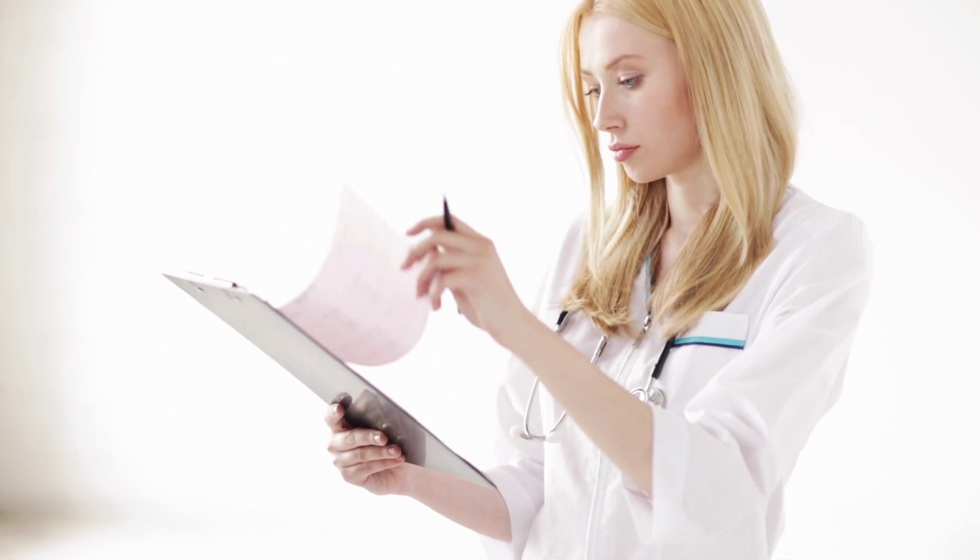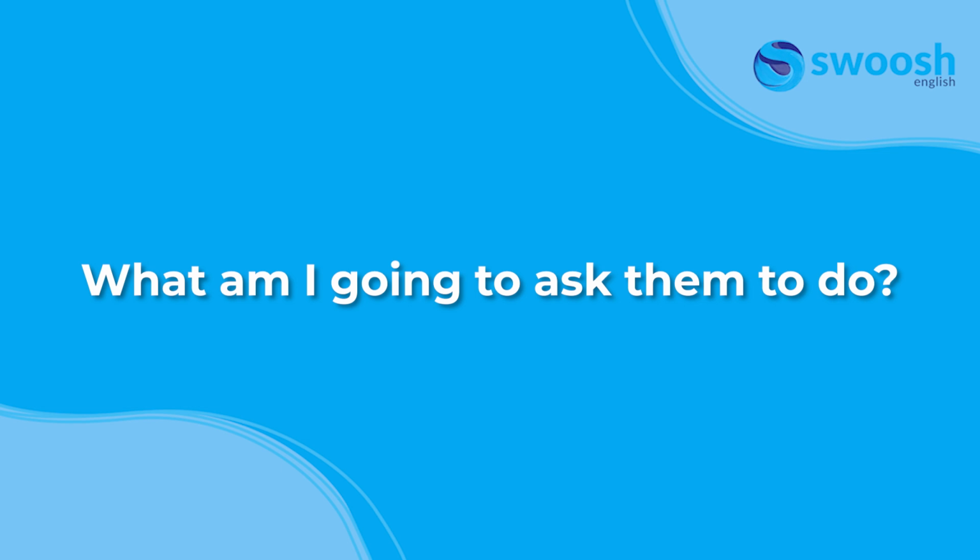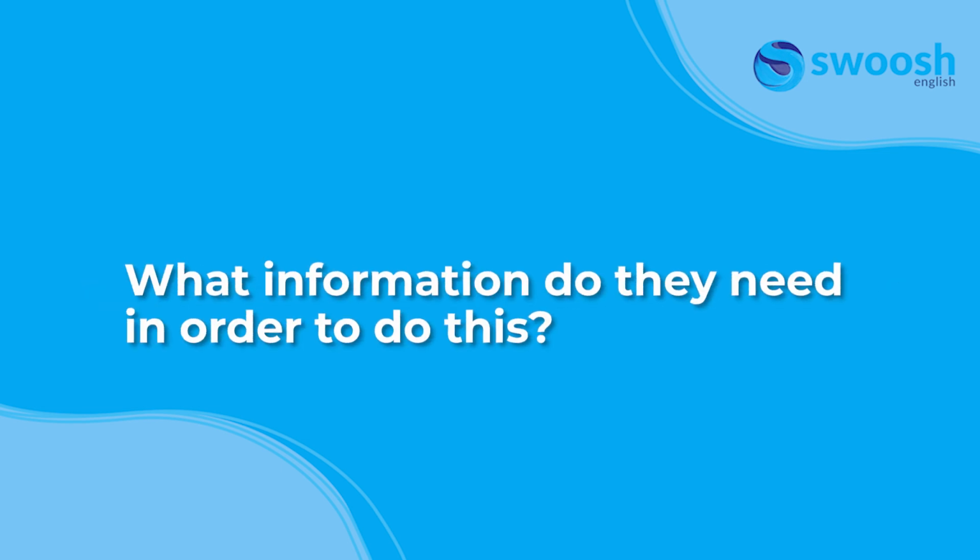So as a general rule, if you can see that you are writing to someone who already knows the patient, someone who's previously treated them or has a relationship with them, there's certain information in the case notes that just will not be necessary. On the other hand, if your reader does not know the patient, you'll need to consider exactly which parts of the medical history are important. It might be relevant to include all of the details in the case notes, in which case that's fine. But you always need to ask yourself the question, what does this reader actually need to know? What am I going to ask them to do? What information do they need in order to do this?